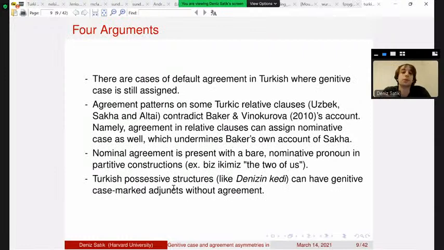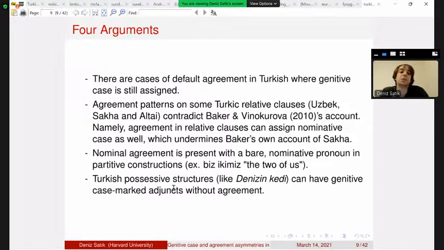So here are my 4 empirical arguments that lay the foundation of this talk. There are cases of default agreement in Turkish where genitive case is still assigned, even though there's no phi-feature agreement. That might be the most important one. Second, agreement patterns in some Turkic relative clauses, like Uzbek, Sakha, and Altai, contradict Baker and Vinokurova's account. Agreement in relative clauses can assign nominative case as well, and not just genitive case, which undermines Baker's account of genitive case assignment in Sakha.